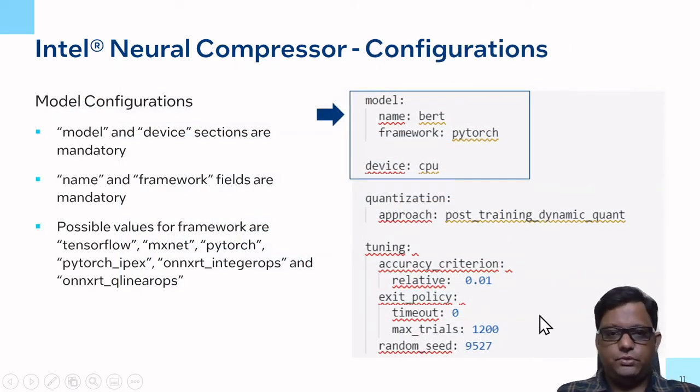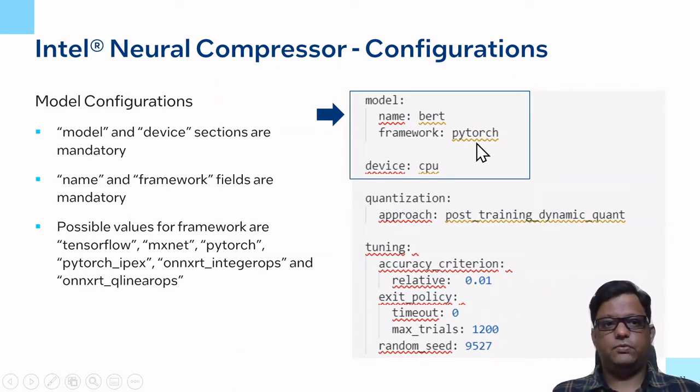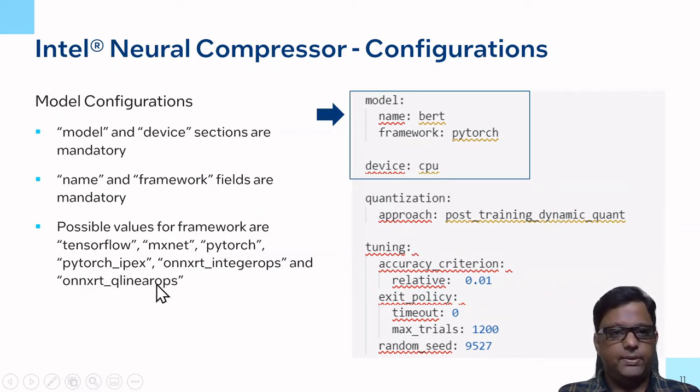So the configurations, if you look at it, there are like 3 categories. One is the model configuration, second is the quantization configuration, third is the tuning configurations, right? In the model configurations, you specify a random name. It could be of any choice of yours. You also need to specify which framework you're working with. These frameworks could be PyTorch or IPEX or ONNX runtime, or even MXNet for that matter. We also specify which device the configuration is targeted for, right? So this is the first set of configurations.